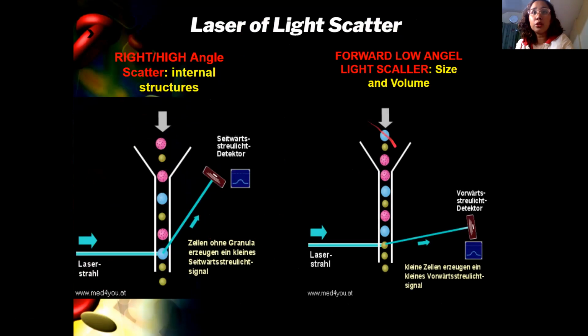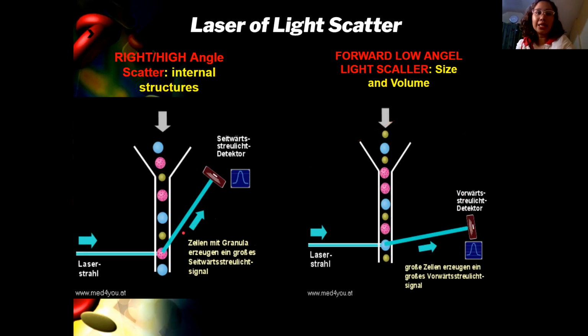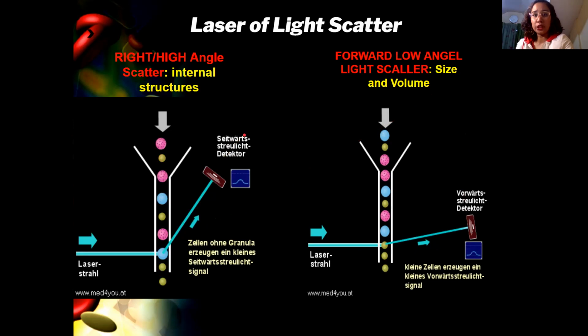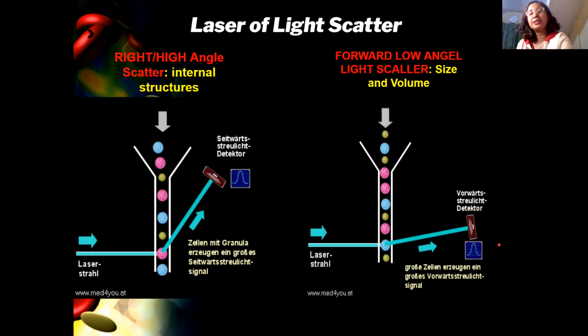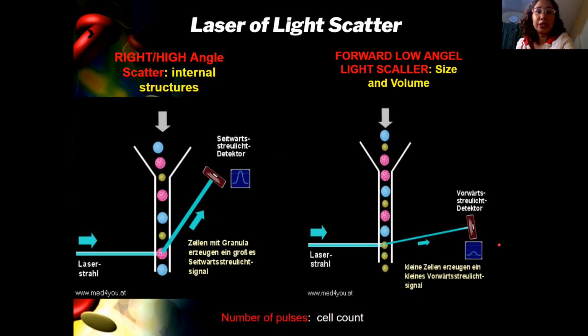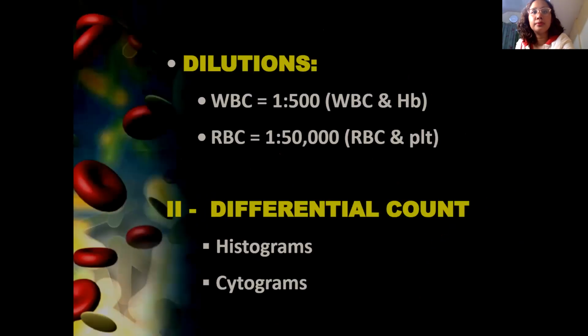Now, the forward or low angle light scatter will measure the size and the volume. The light that scatters upward will detect the internal structures, while the lower angle will detect the size and the volume. The number of pulses will determine the cell count.